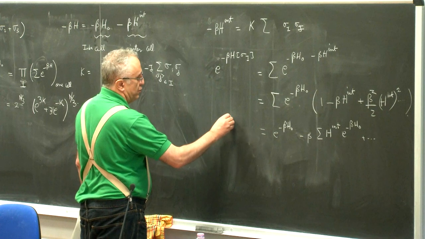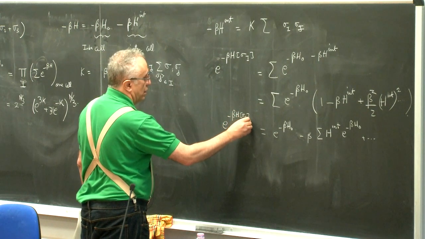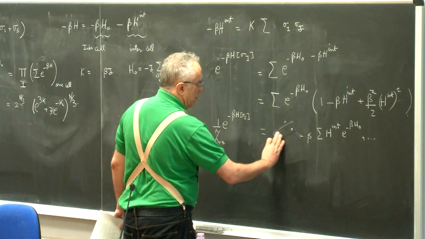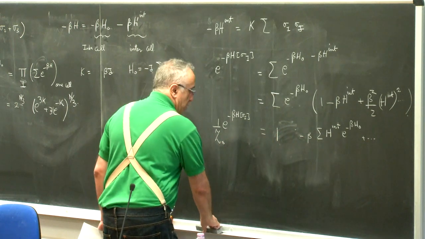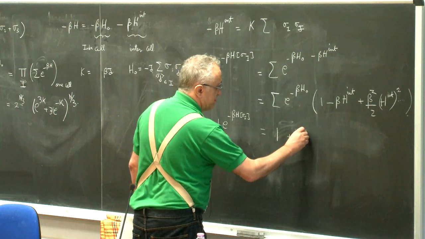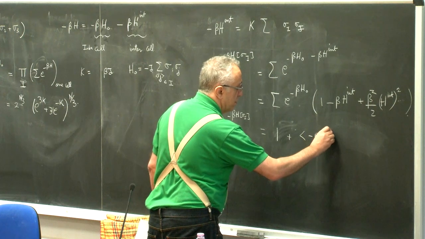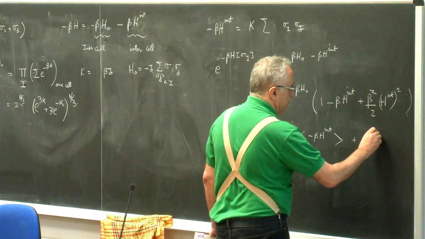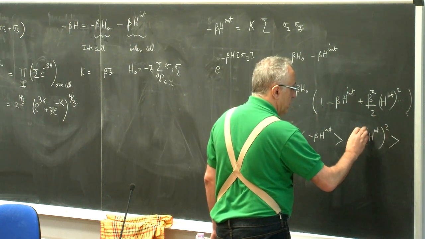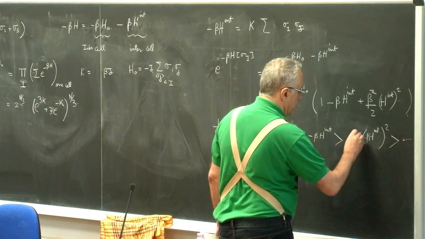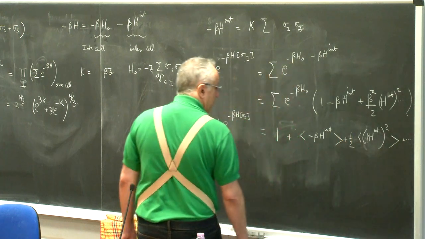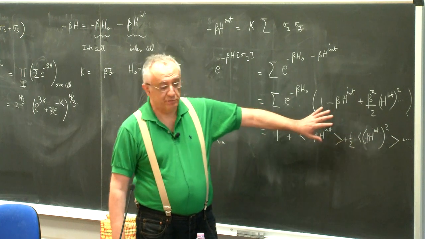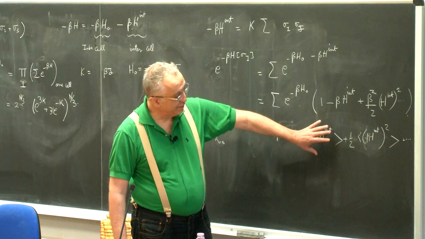Let us also divide by Z0. So it comes out to be 1 plus the expectation value of the H interaction. And then, of course, I have second order terms, etc. As you can guess, I'm not going to calculate these. Since this is a perturbation, I may be able to get a good enough answer by calculating just the first interaction.